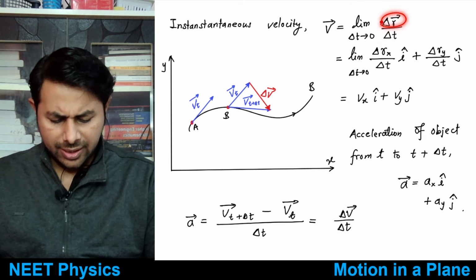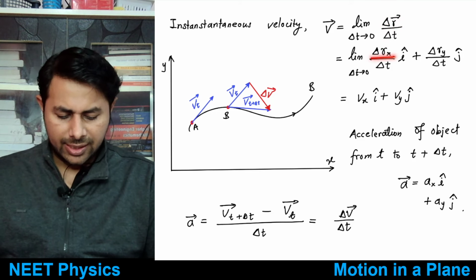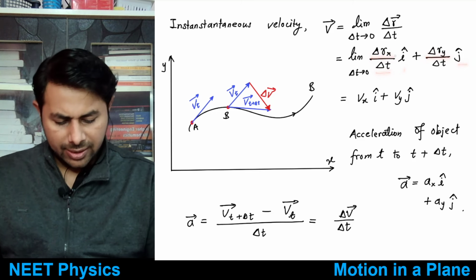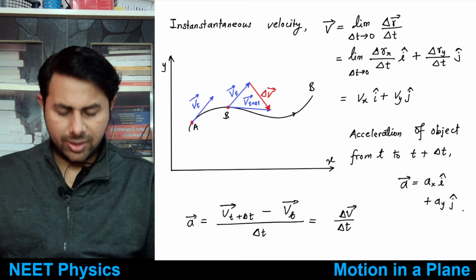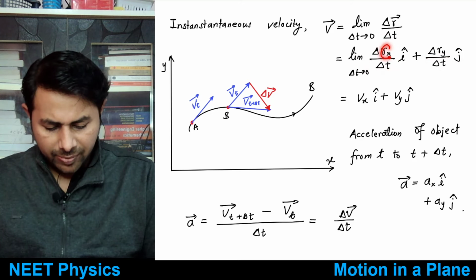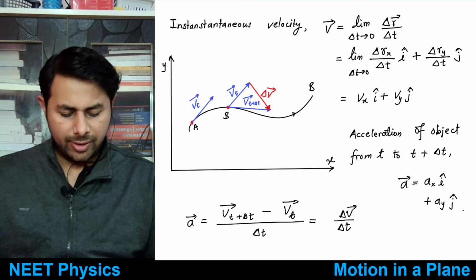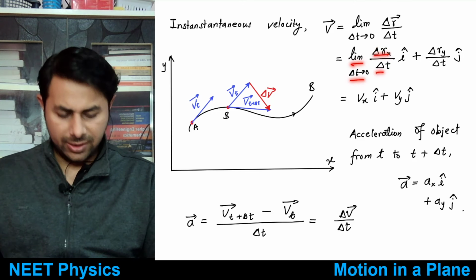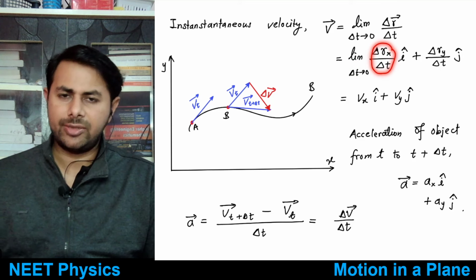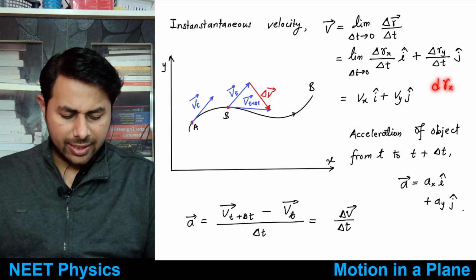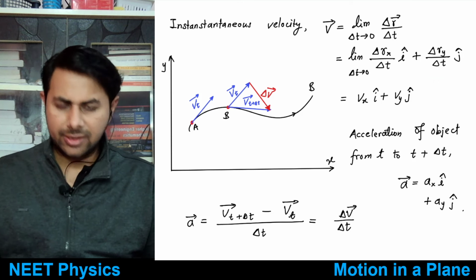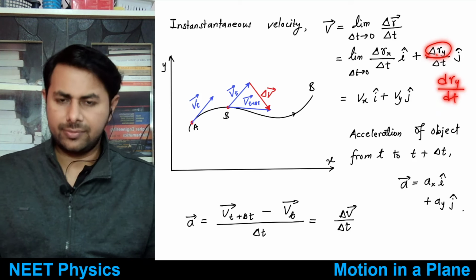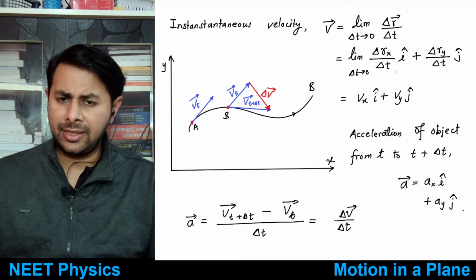Okay, and again you can write delta r bar is equal to what? Delta rx divided by delta t into i cap plus delta ry upon delta t into j cap. And then what is this thing? So you can say it's the derivative of rx with respect to time. Limit delta t tends to 0, delta rx by delta t is the derivative of rx with respect to t. Okay, so you can say it is drx by dt, right? And what is this thing? So this is dry by dt, right? This thing is clear.